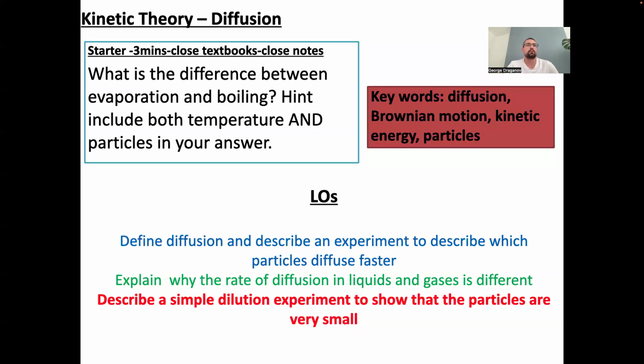Now, as you can see here, there's a little starter question from the previous lesson. What is the difference between evaporation and boiling? Now, the answer is that evaporation can occur at any temperature, obviously above zero, whereas boiling occurs at the particular boiling point of the substance.